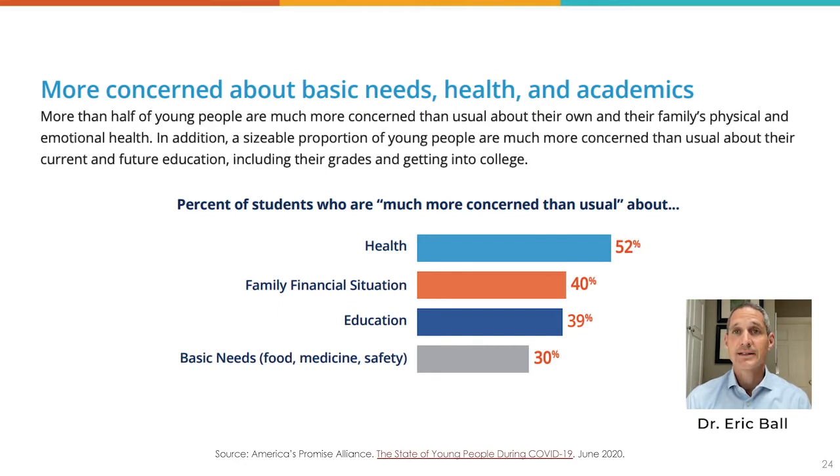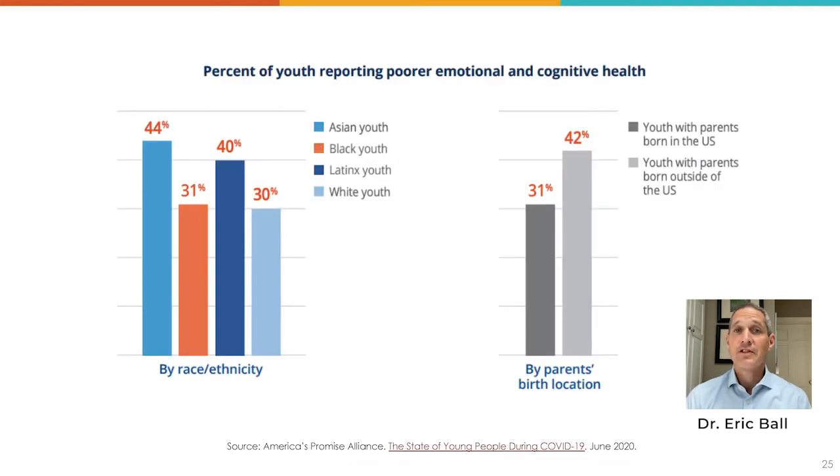during the pandemic. We also then, in this study, looked at youth reporting poor emotional and cognitive health. And the people conducting the study showed that upwards of 50% of families and 50% of students were having poor emotional health. And this was not equally distributed.